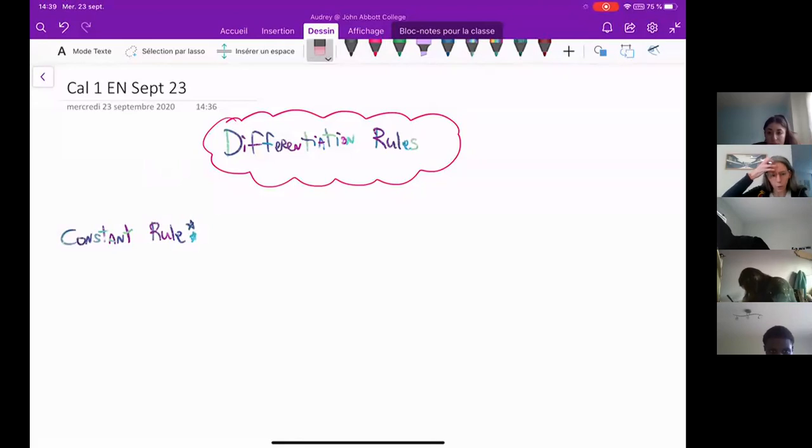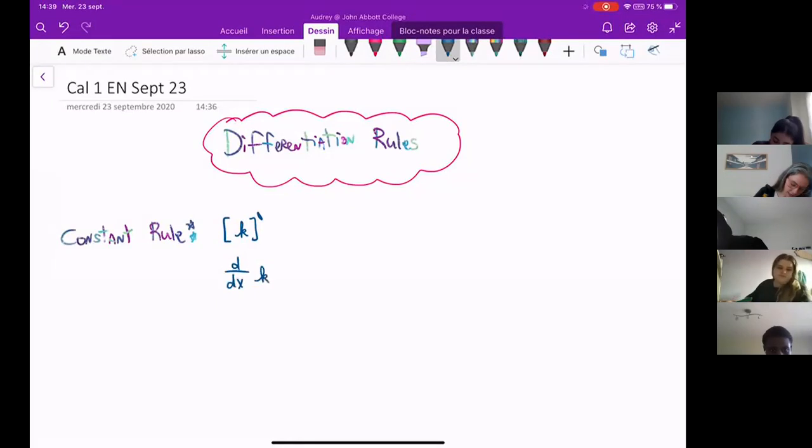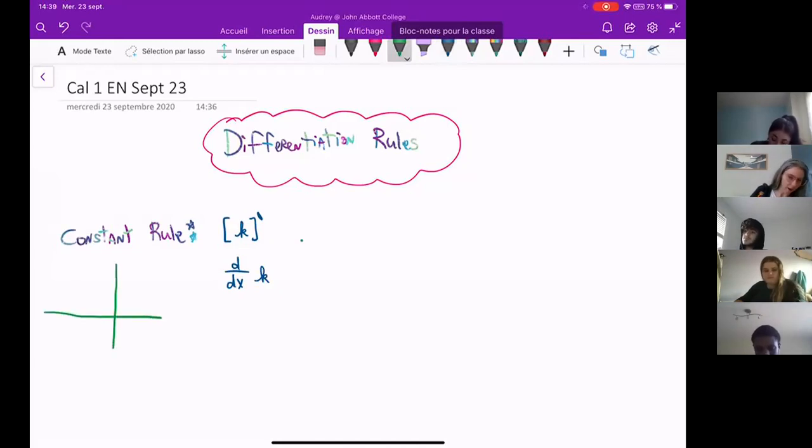And so I'll remind you we have two different notations for a derivative. I could have k with a prime, and that means take the derivative of k. Or I could have d dx k. Both of these two different notations mean take the derivative of k, where k is just some constant. So let's take a look then at what the graph of y equals k would look like.